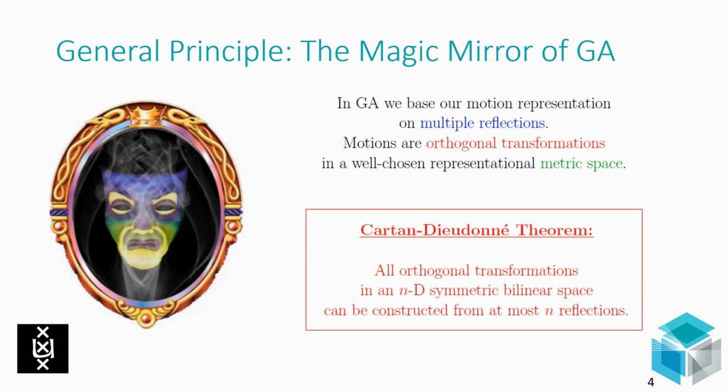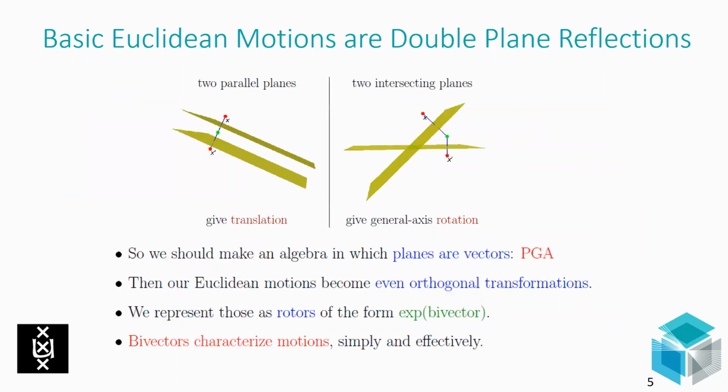That is based on the Cartan-Dieudonné theorem that you won't need more than n reflections to make an orthogonal transformation in an n-dimensional space. And that's going to be our guidance in the whole setup. What do we want to do? We want to do Euclidean motions in our regular 3D space. If we see them as multiple reflections, then there are two types of basic motions. One is a translation, a reflection in two parallel planes. The other is a general rotation, a reflection in intersecting planes.